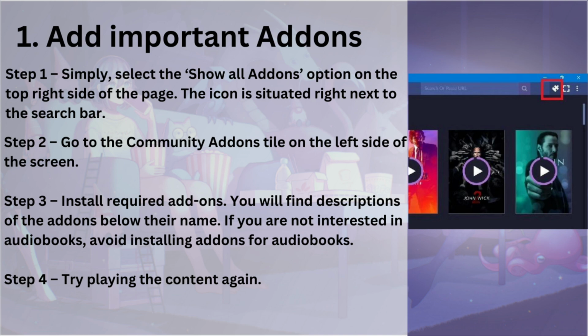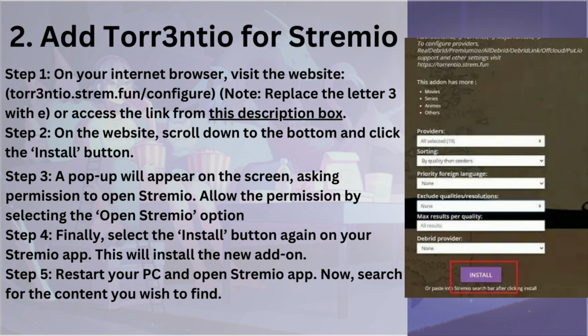And if it doesn't, then you might be facing a problem with Torrentio for Stremio. So you need to add Torrentio for Stremio. For that, you need to open your internet browser and visit the website written over here, or you can access the website through the link in the description box.